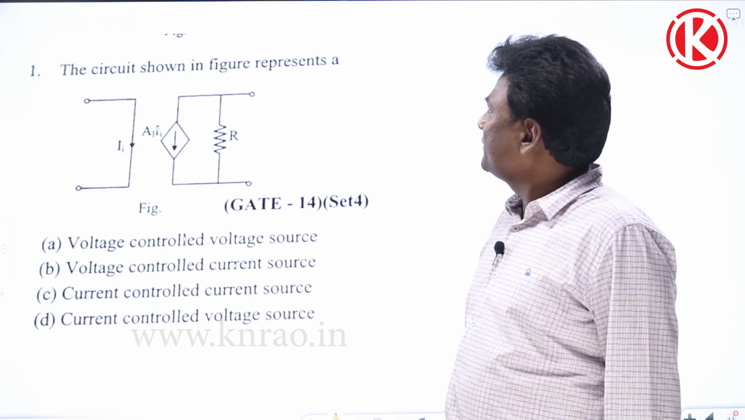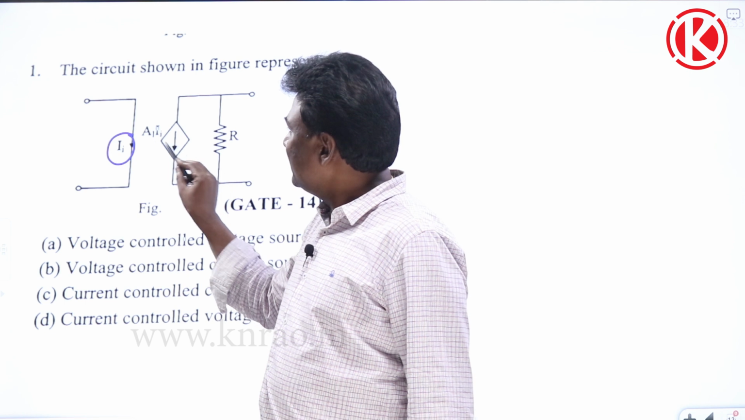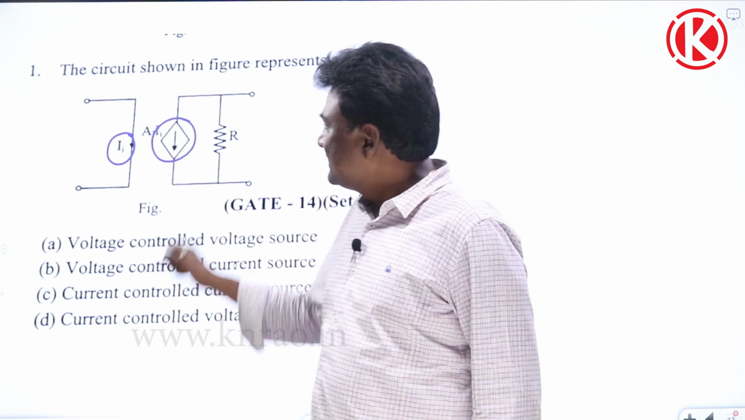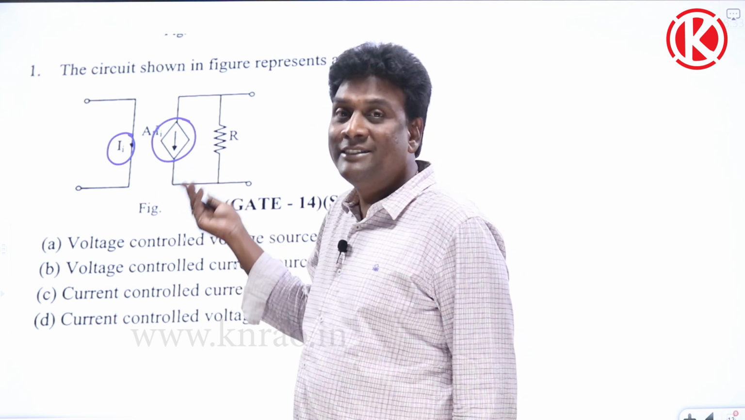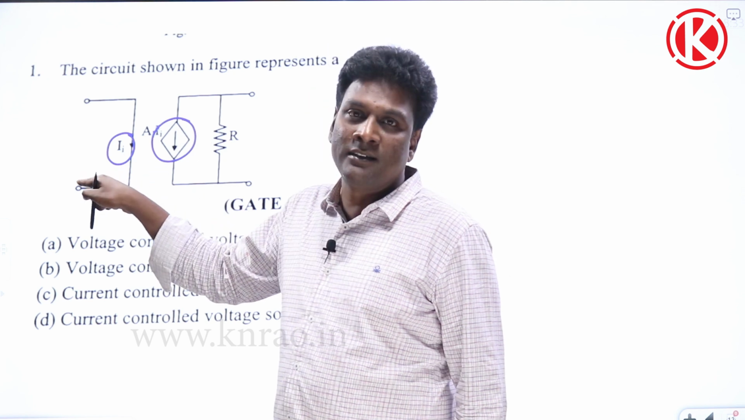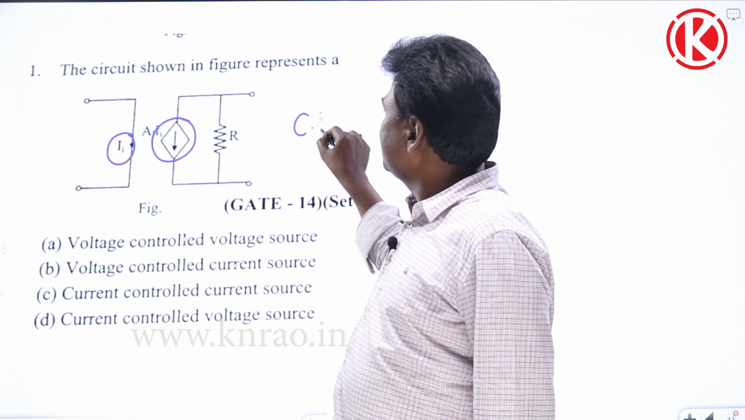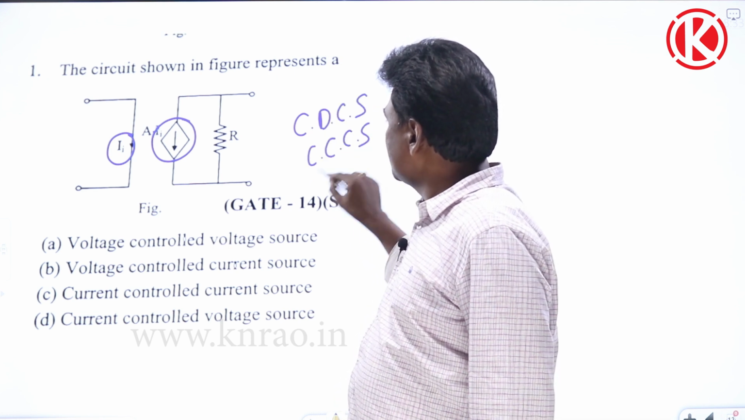The circuit shown in the figure represents, see, this is current Ii and this is Ai or Ai into Ii, which is going to be a current source. This current source, the output or current supplied by it, is depending upon a current. So it is going to be a current dependent current source, or current controlled current source.